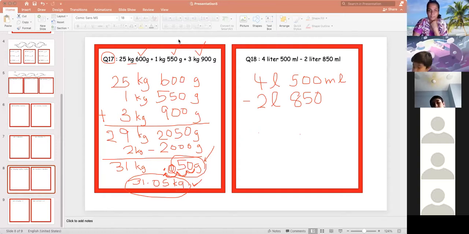How come you are all slower than me? Must be faster. Take a piece of paper and do this calculation. How do you do this? Maybe I'll wait for you now. So you need to borrow, because 500 cannot minus 850. So you take 1 liter to milliliters. And what will your answer be? Put in a private message to me.